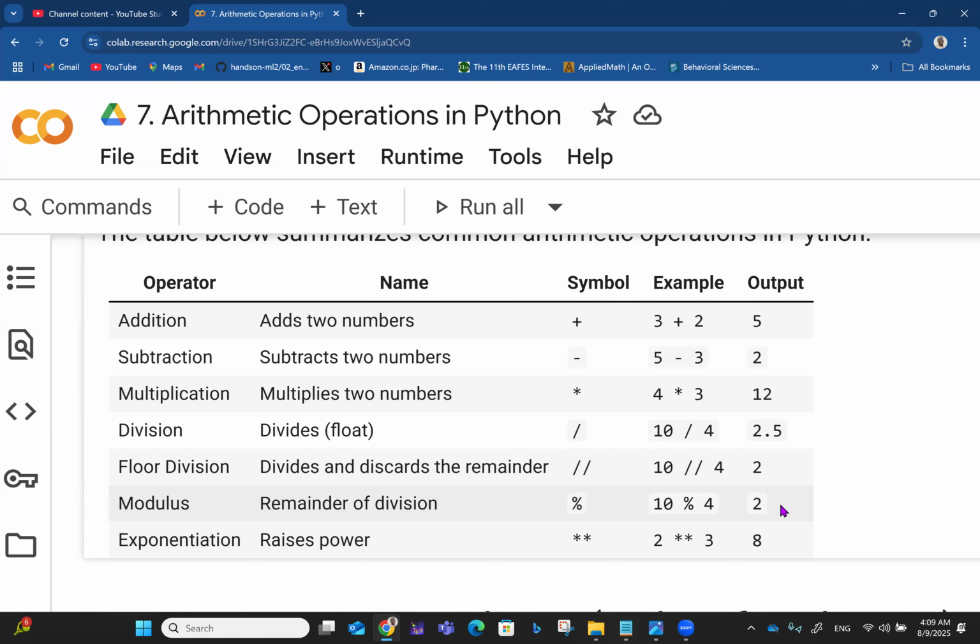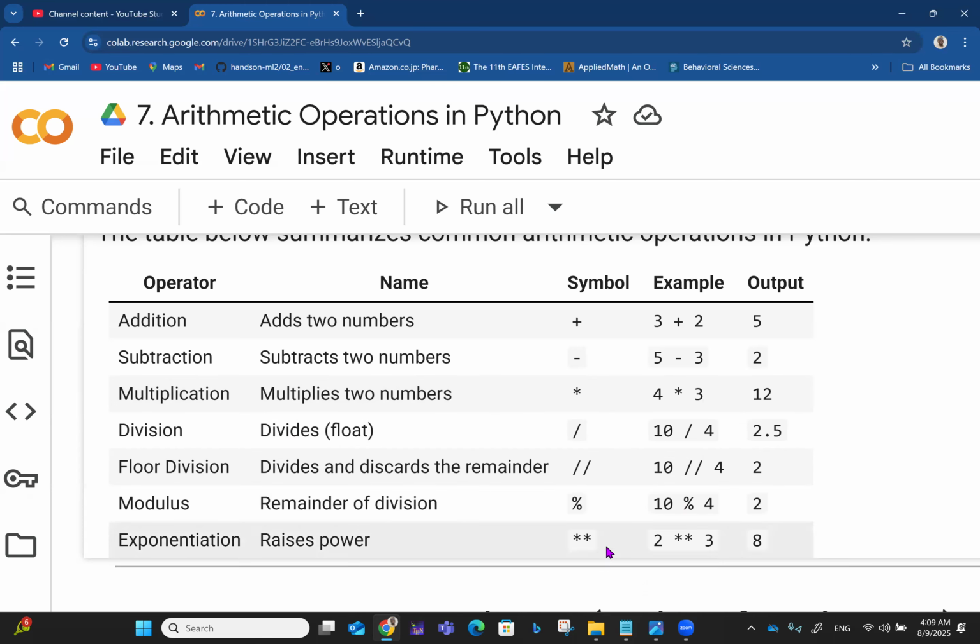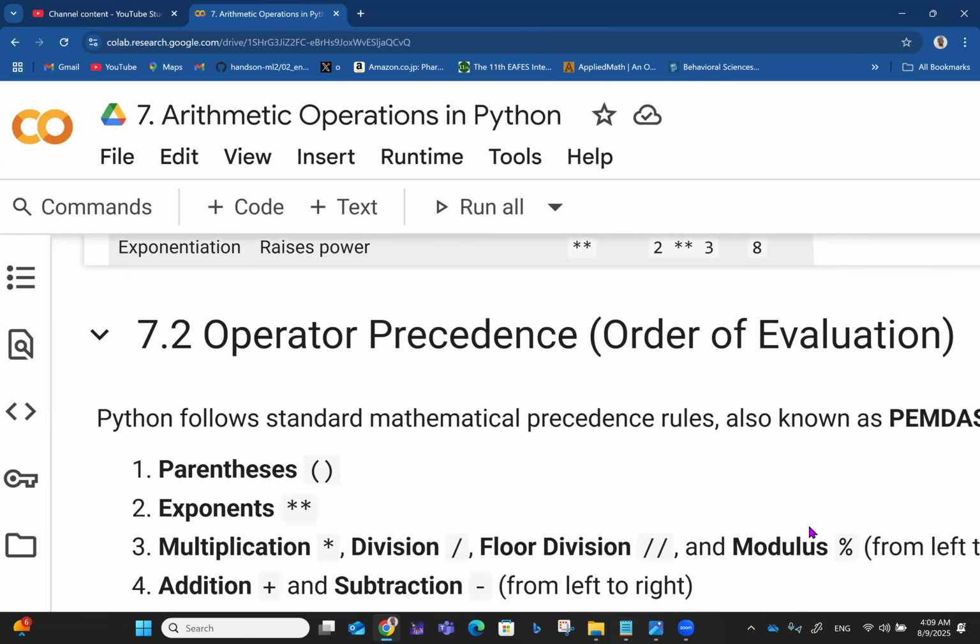So then we have exponentiation, which requires the use of double asterisk. Single asterisk is multiplication. Double asterisk is exponentiation, when you raise something to a power. So 2 double asterisk 3 is 2 raised to power 3. That is 2 times 2 times 2, which is 8. So those are general things we need to know.